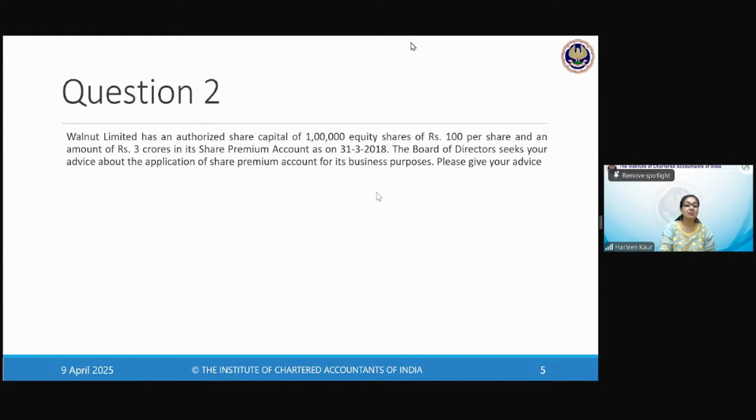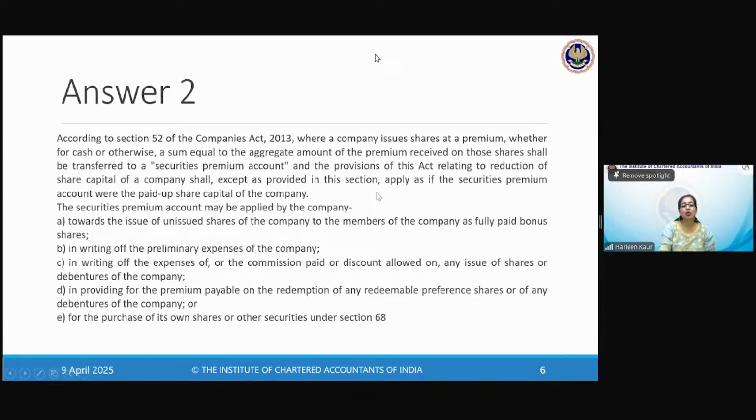Can you see what a simple question they have asked? Simply asking you about the purposes for which the share premium can be used: unissued shares, writing off preliminary expenses, commission paid, premium on redemption, and buyback of securities. If you write these 5 points, you will get full marks in this question.